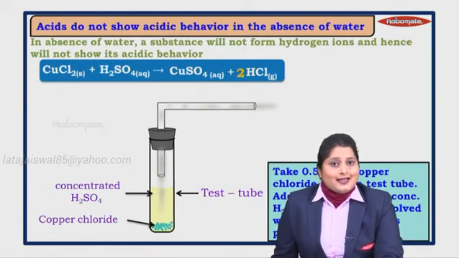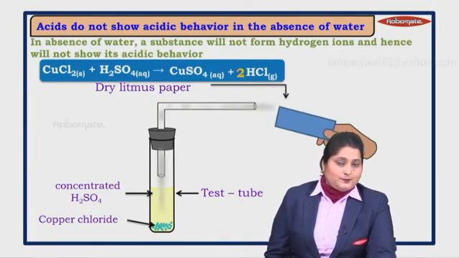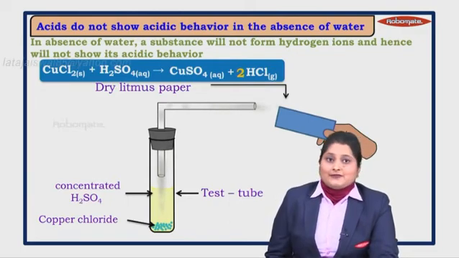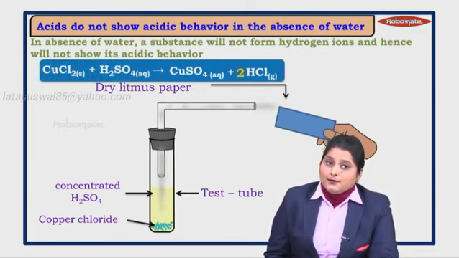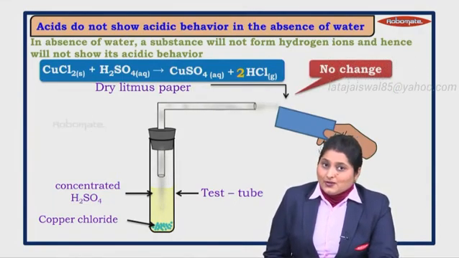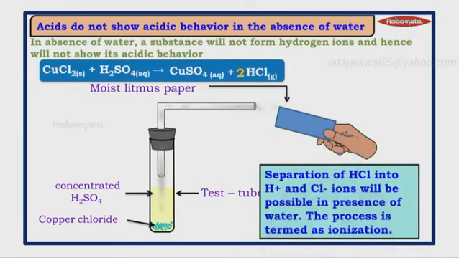This gas is HCl, which we are going to test initially with dry litmus paper, that is blue in color. And we see here there is absolutely no color change. We have learned that acid changes blue litmus into red. But you see here there is no color change. Now because there is no color change, something else we have to do. What? Let's understand. What we are going to do is put water on top of it. So we take a litmus paper and moisten it with water.